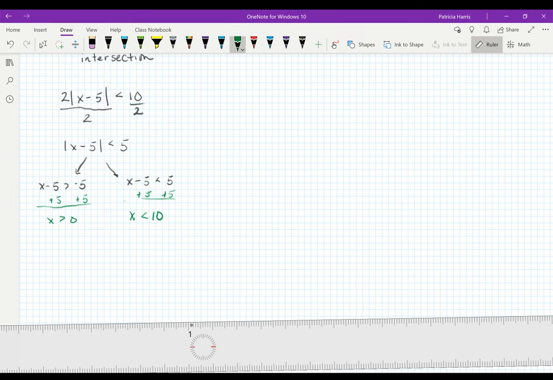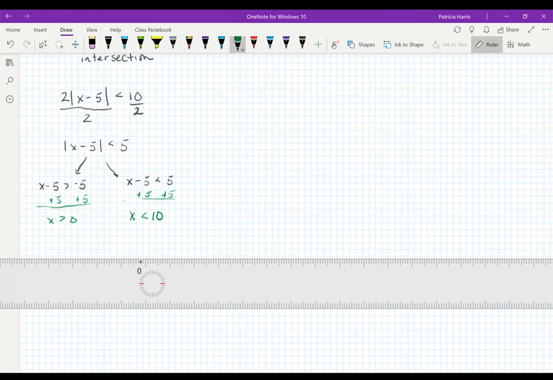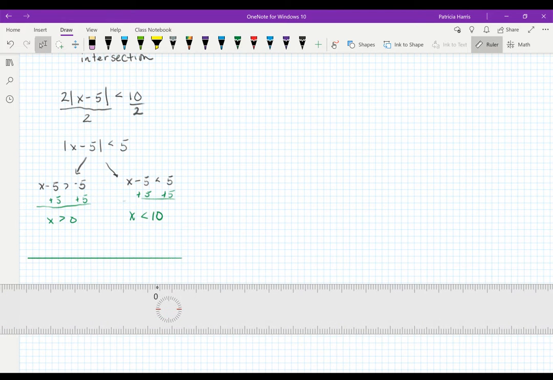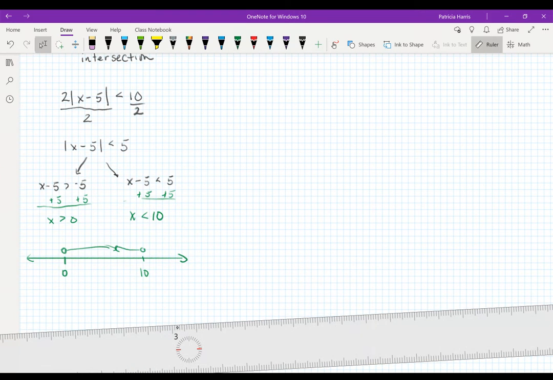Now if we graph these on our number line, open dot goes this way. Open dot goes this way. Notice that these come together. So this tells me that this is an and statement. So my graph would look like this, and my interval notation would look like this. Let's do another one algebraically and see what happens.